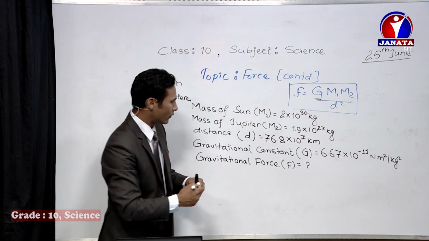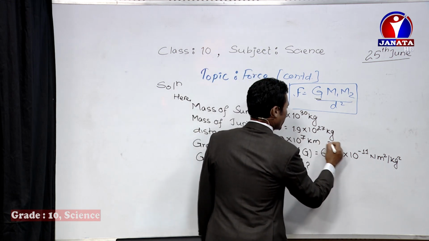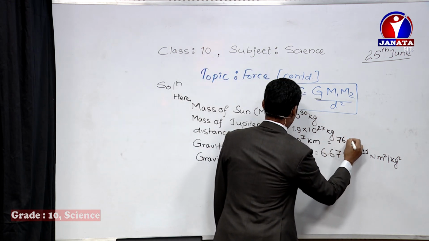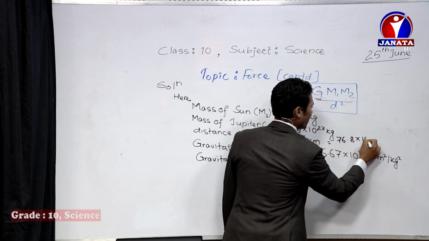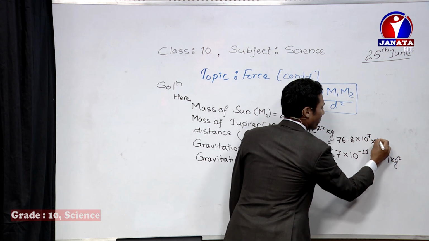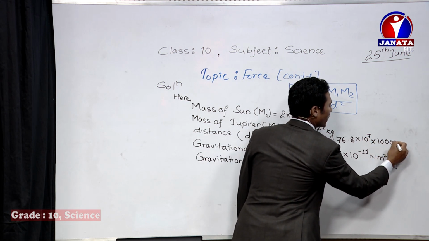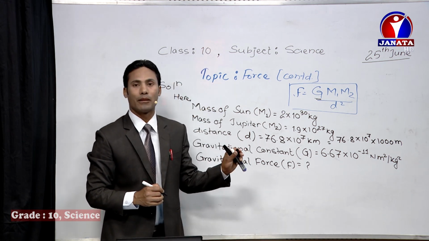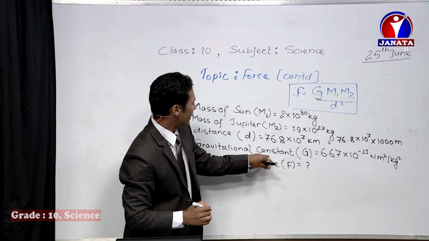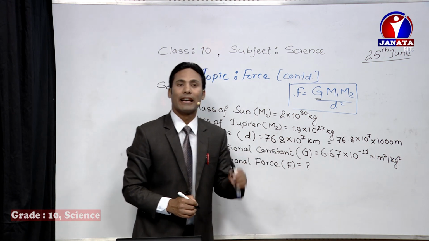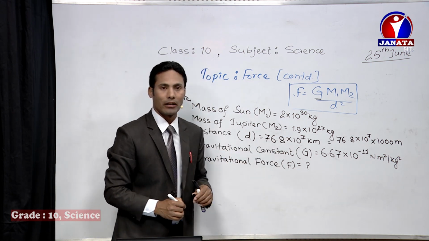So we need to change this kilometer into meter. How can we convert this? We need to multiply by 1000. So 76.8 into 10 to the power 7, instead of kilometer, multiply by 1000. Now it is in meter. Now this is in the SI system of units, and this gravitational constant is also taken in the SI system. Now we can proceed with this numerical problem.